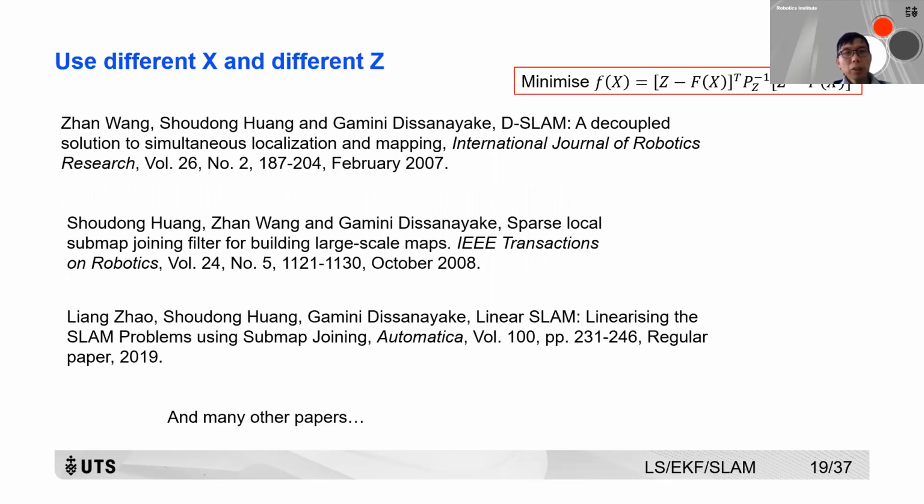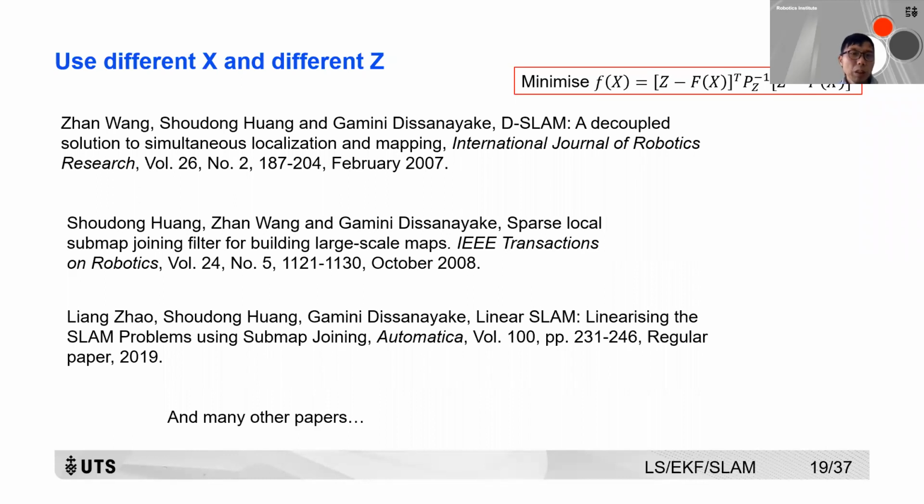We also have other work. For example, the first one is called DSLAM, decoupled solution to simultaneous localization and mapping. In this one, we use a different x and also a different z. What do we mean by a different z? Basically, we transform the original measurement into a different format and use that transformed measurement in the least square. So we're not only changing x, but also changing z. Then we get a new formulation, and this new formulation also has good properties.